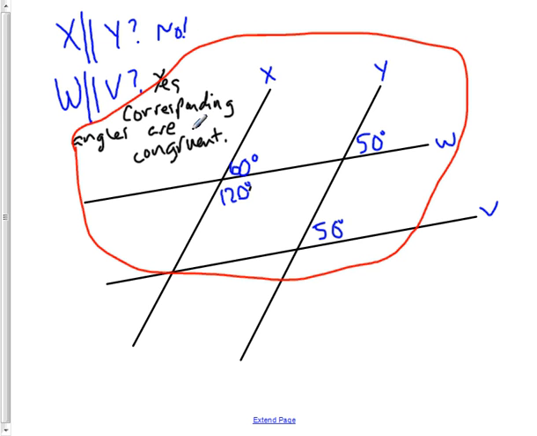So, and we know it's not because the corresponding angles are not congruent. So the corresponding angles are not congruent. And so this proves then that only W and V are parallel and X and Y are not parallel. All right, so there's a few examples of proving lines parallel.